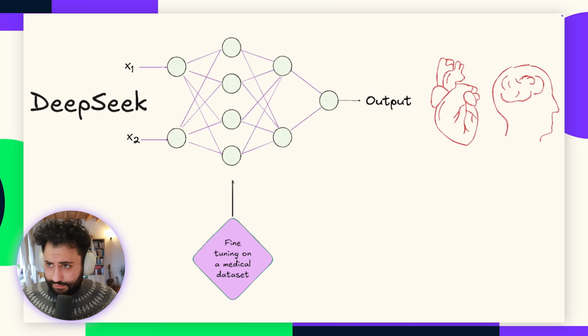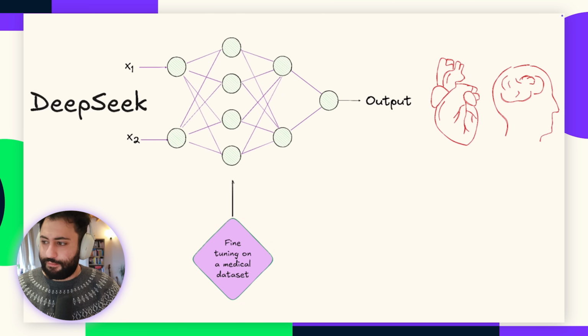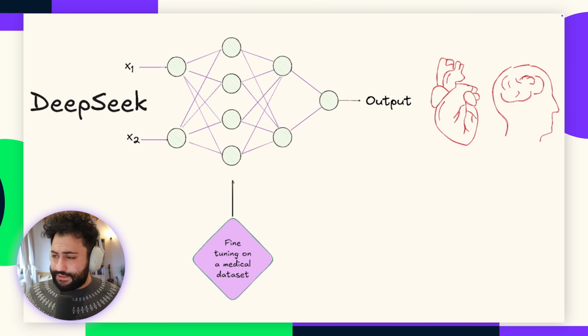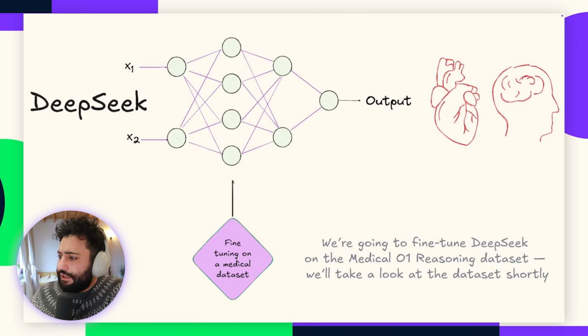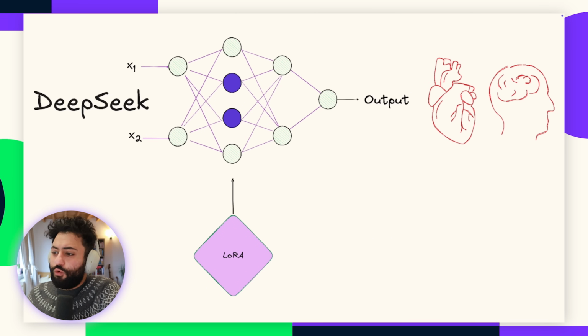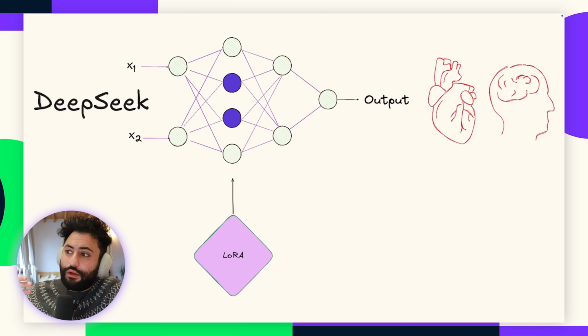And what we're going to be doing today is fine-tuning it on a medical dataset so that its outputs are much more consistent in the style that we want them to be and more accurate on medical reasoning data. We're going to be fine-tuning DeepSeek on the medical O1 reasoning dataset. We're going to take a look at the dataset shortly, so don't worry about that right now. And we're going to be using a technique called LoRA. For short, it's a low-rank adaptation, so LoRA for short, to be able to fine-tune DeepSeek in an efficient manner.